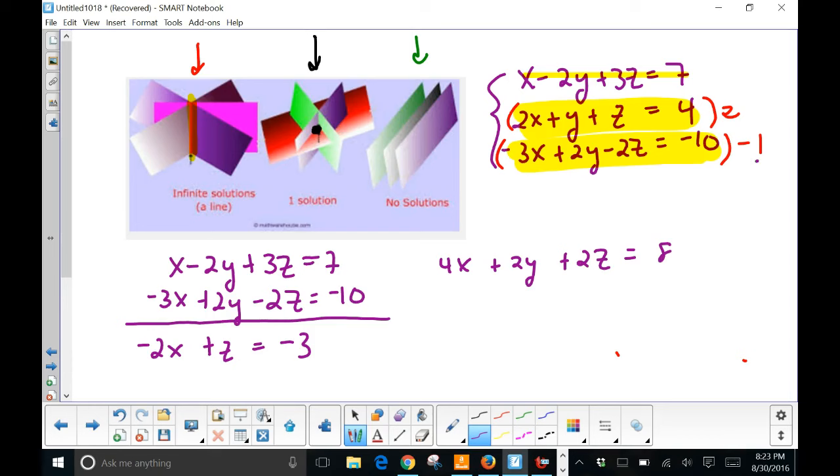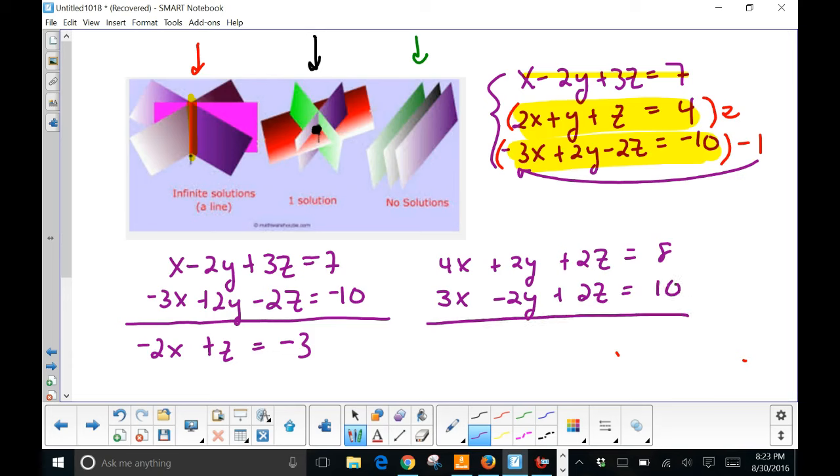Now going over here, negative 1 times negative 3x is going to give us 3x. 2y times negative 1 is negative 2y. Negative 1 times negative 2z is plus 2z. And negative 1 times negative 10 is 10. Now again, if I add these two equations, I'm going to get 7x. The two y's cancel, plus 4z equals 18.